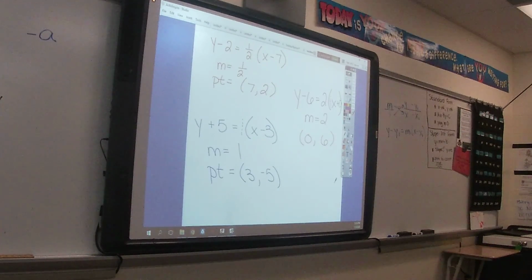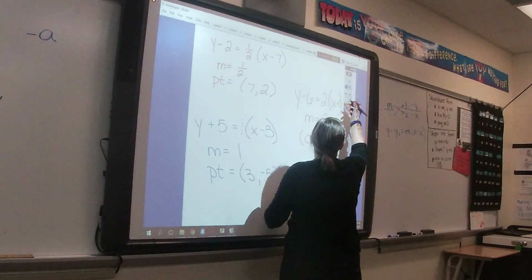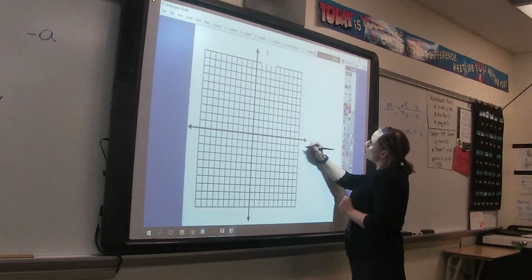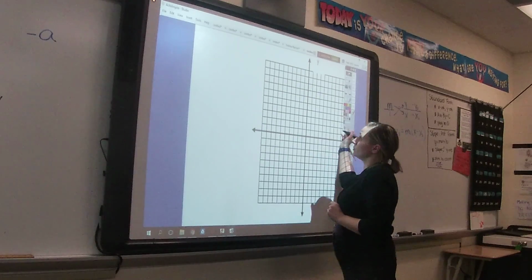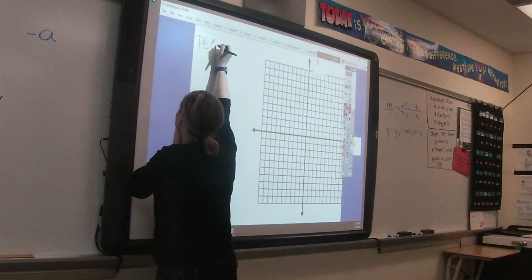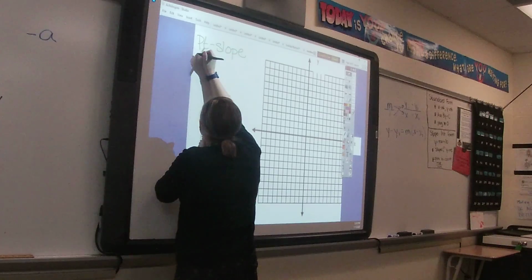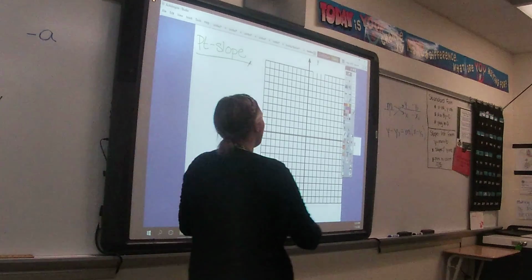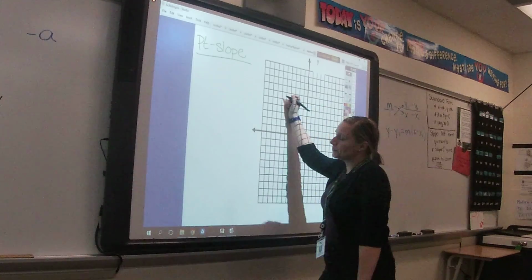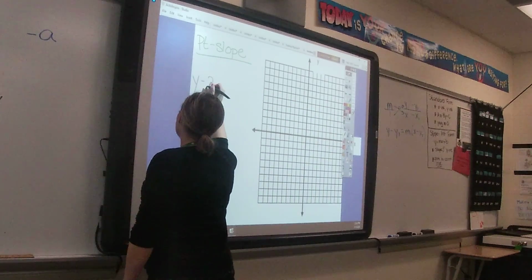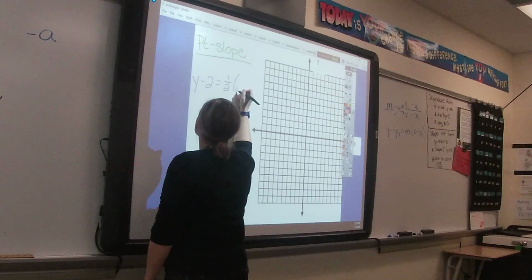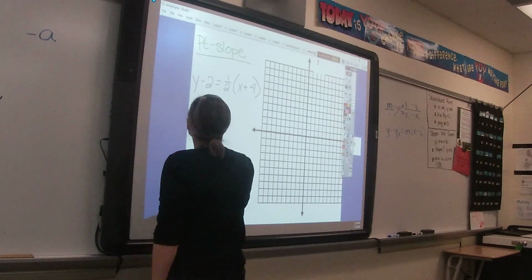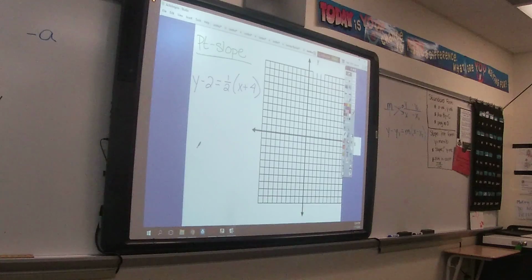Okay, so from this, I want to show you one more thing. We should also be able to graph in point-slope form. As long as you can find the important information in point-slope form, graphing in point-slope form is very, very similar to slope-intercept form. So if we want to graph something like y minus 2 equals 1/2 times x plus 4.